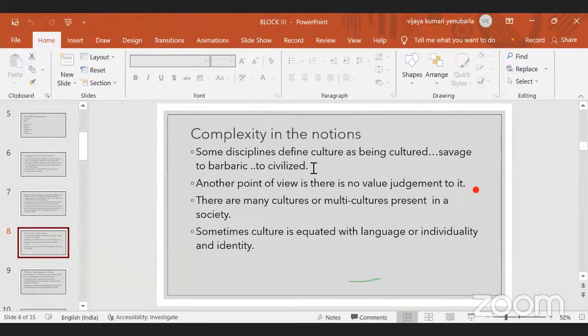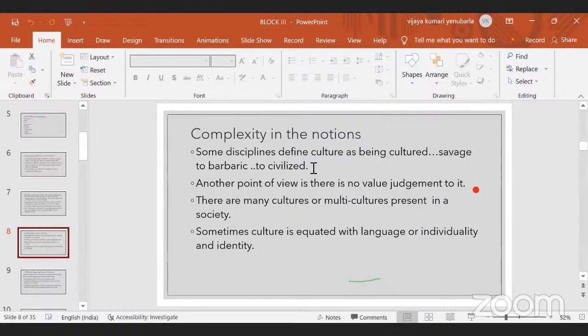There are many cultures or multicultures present in a society. So there are many cultures, a particular group of culture, and there is a group of people who deviate from their parental groups, and they follow a different kind of attitude, a different kind of culture. So a culture within a culture also exists. There are different cultures, there are multicultures.